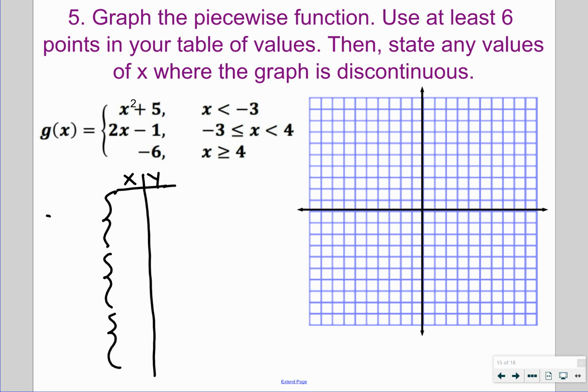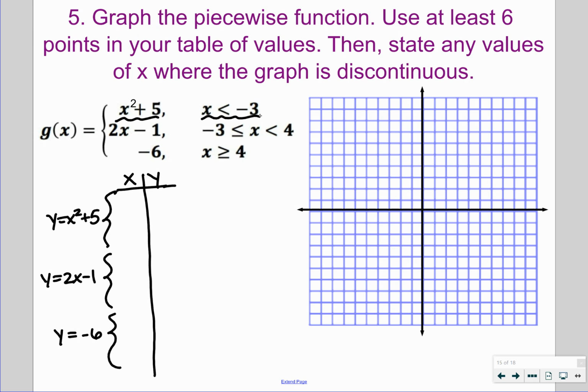So the first part is going to just be that top, y equals x squared plus 5. The middle one is going to be y equals 2x minus 1. And then the bottom one is going to be y equals -6. And then here is where we have to be careful about what x values we plug in. Okay, so I'm going to start with x squared plus 5. I am only allowed to use x values less than -3.